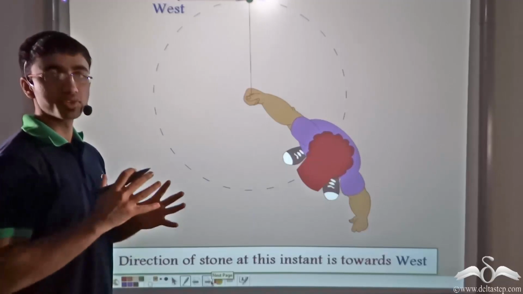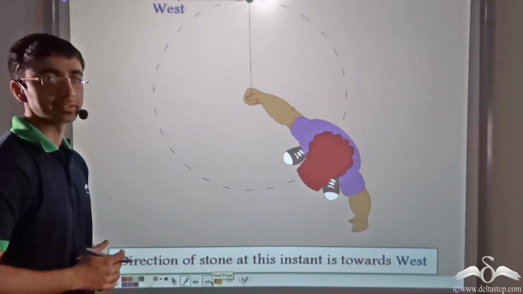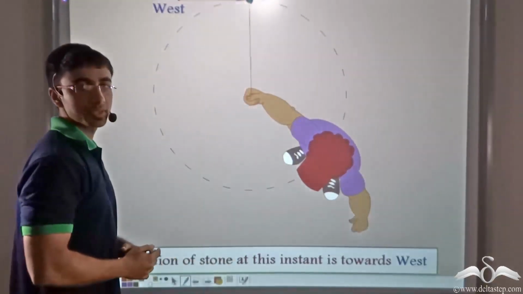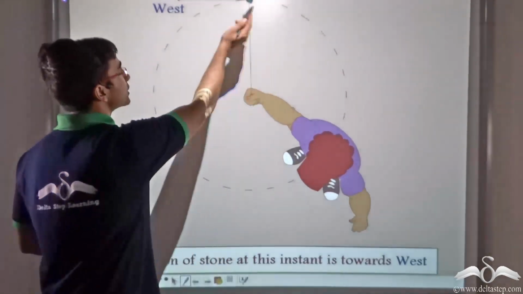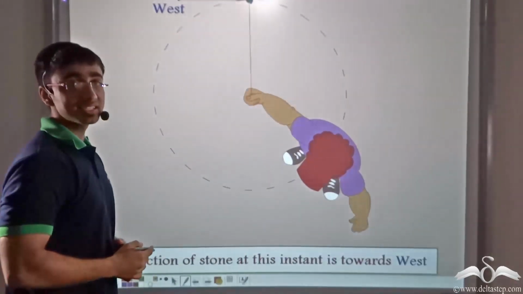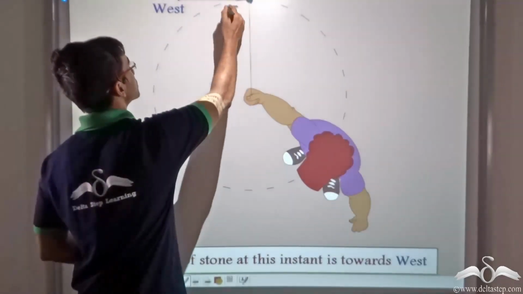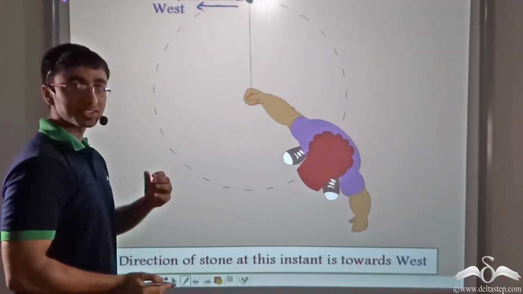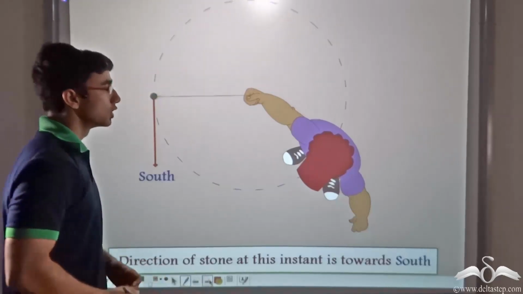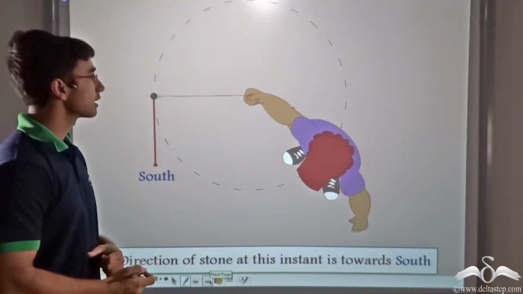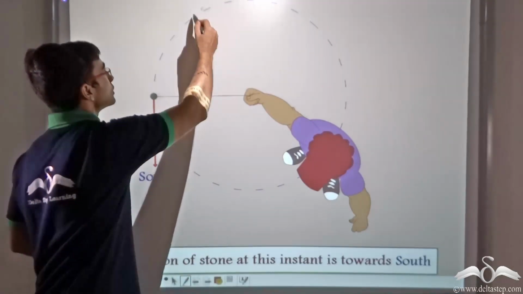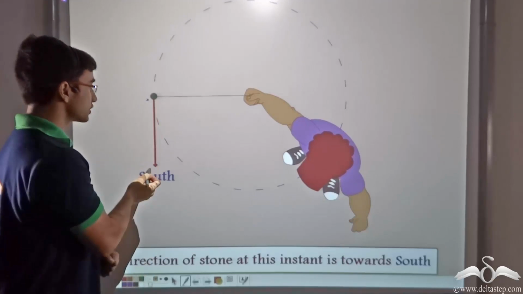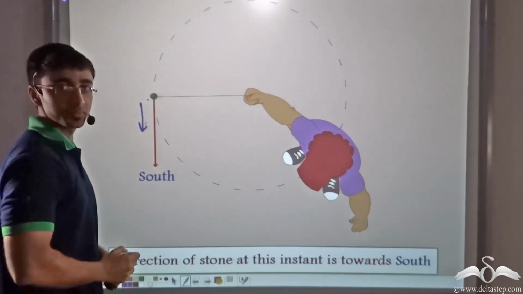Let us consider different positions of the stone while it is rotating. So first we have considered this particular position at the top. Now over here, as the stone is rotating in this manner, you can see that the direction of motion is towards west. What happens in a different position? When this stone rotates and all the way it comes down to this particular point, we find that the direction of motion is towards south.